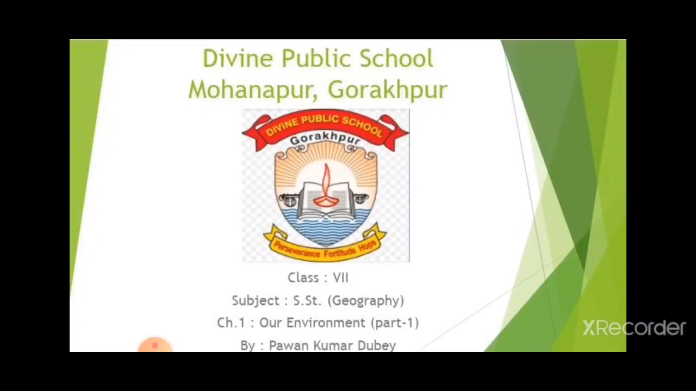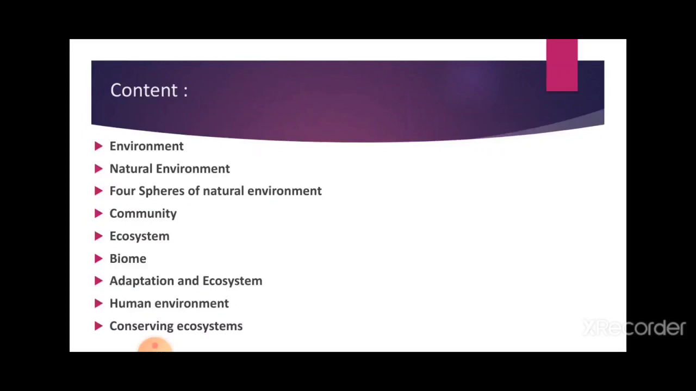So, let us see by going through the content what are the topics that we will cover in this chapter. The first topic is the environment, then natural environment, then four spheres of natural environment, then we have to read about community, ecosystem, biome, adaptation and ecosystem, human environment, and conserving ecosystem. So these are the topics that we will cover in the video.